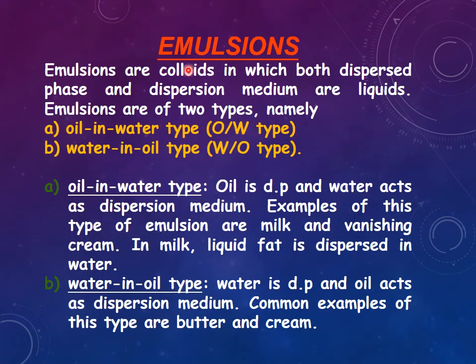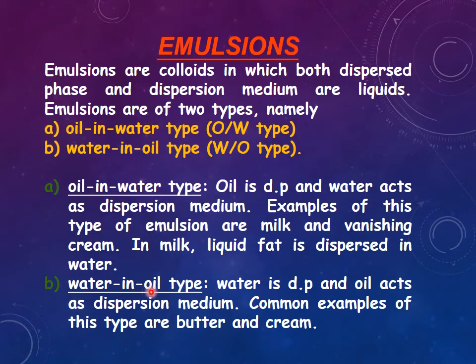Emulsions. Emulsions are colloids in which both the dispersion medium and dispersed phase are liquids. Emulsions are of 2 types, namely oil in water and water in oil type. Oil in water type. In this colloid, oil is the dispersed phase and water acts as the dispersion medium. Examples of this type of emulsion are milk and vanishing cream. In milk, liquid fat is dispersed in water.